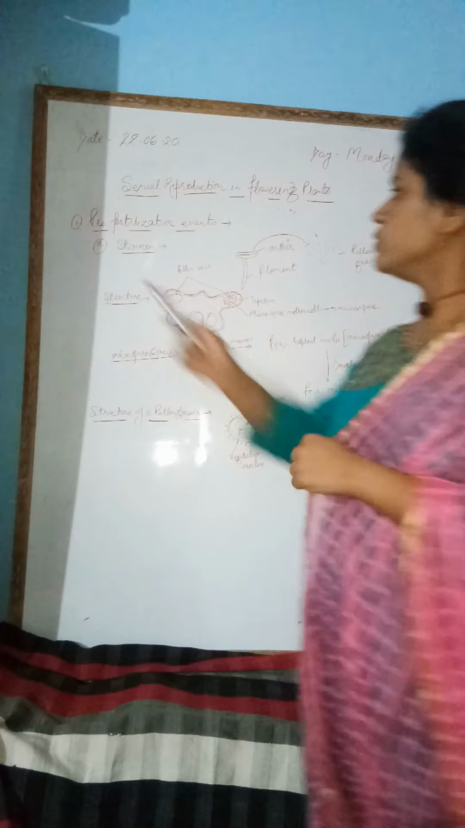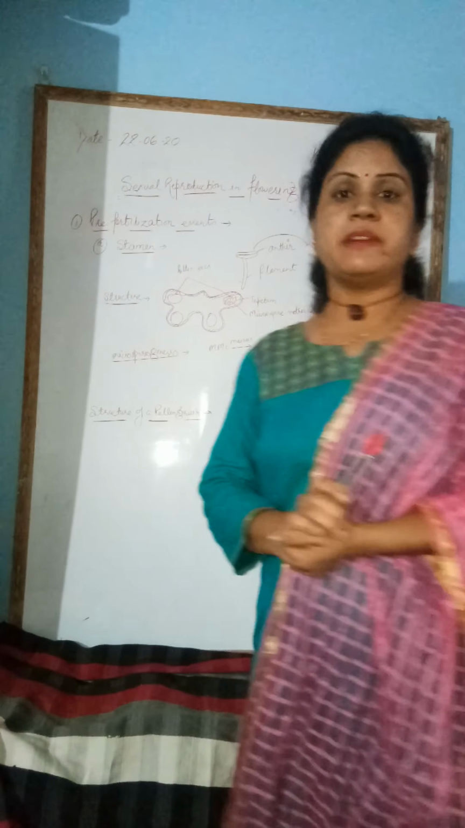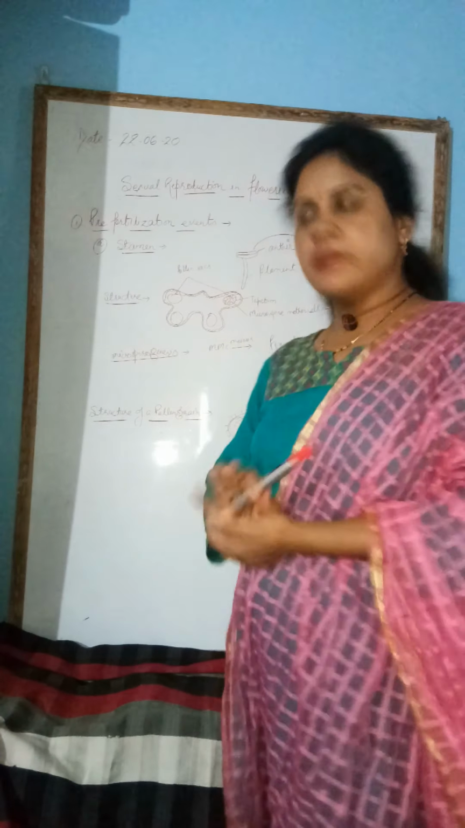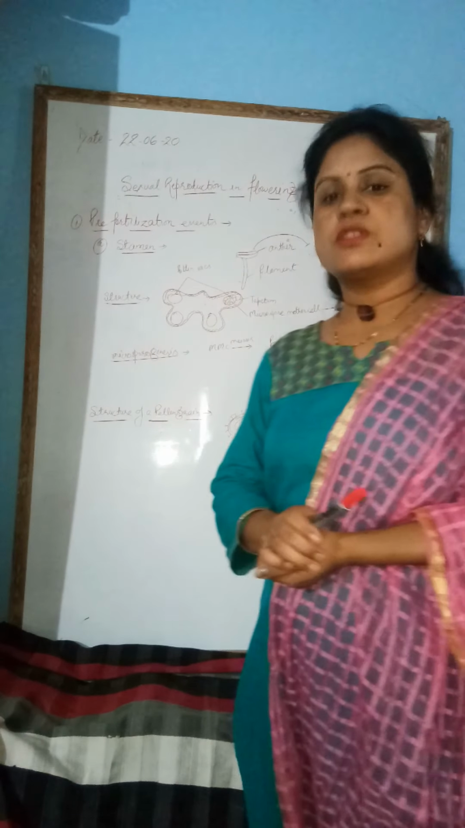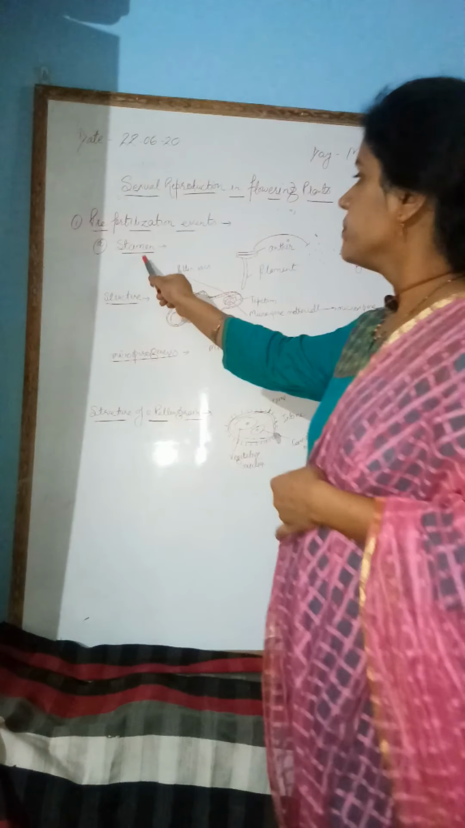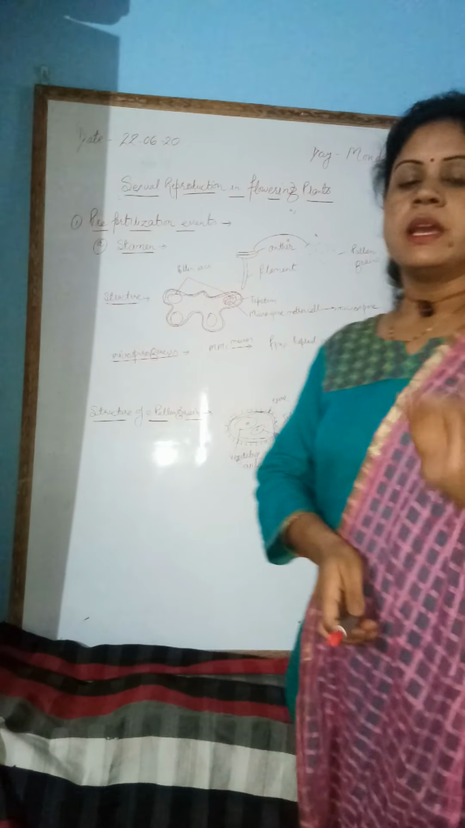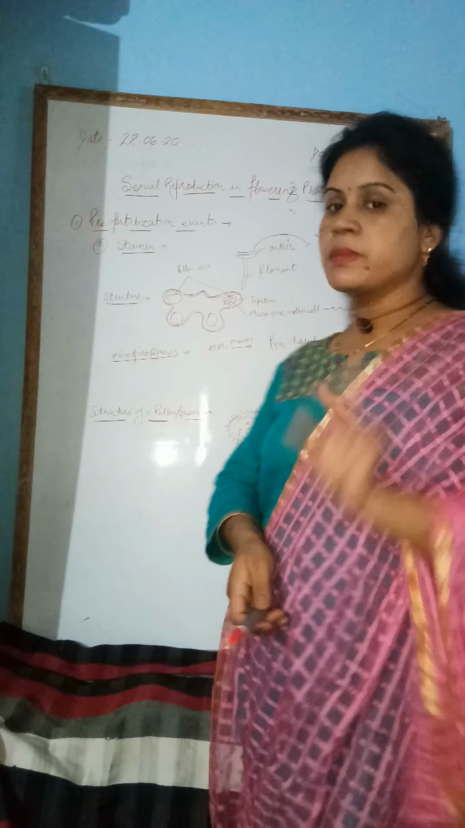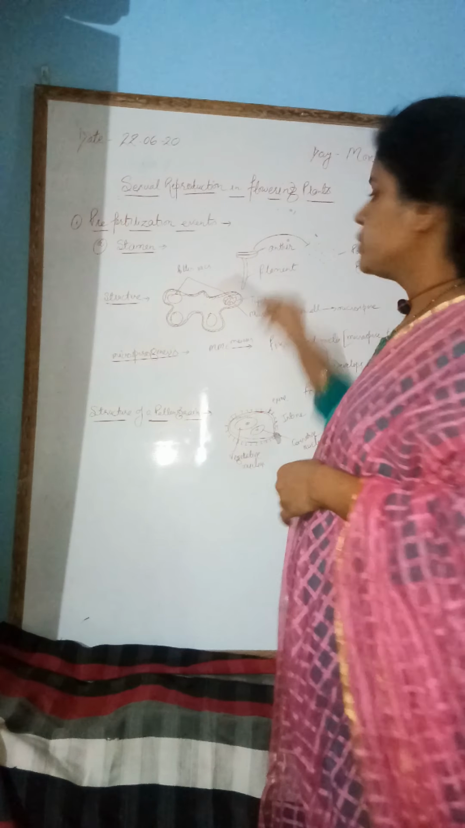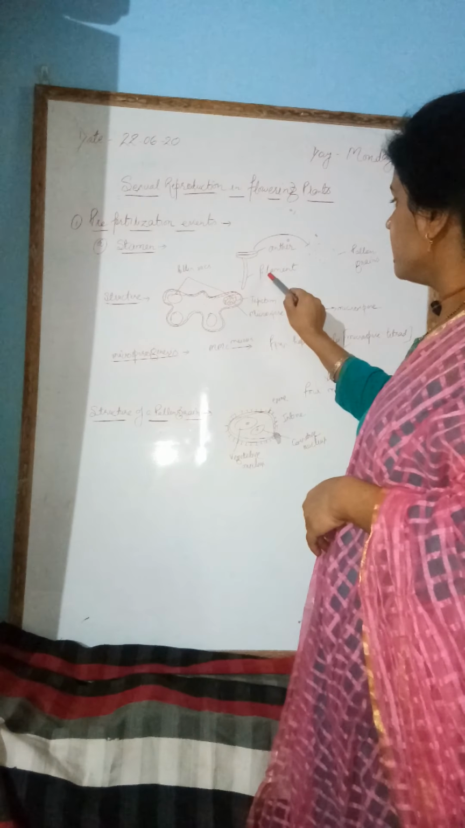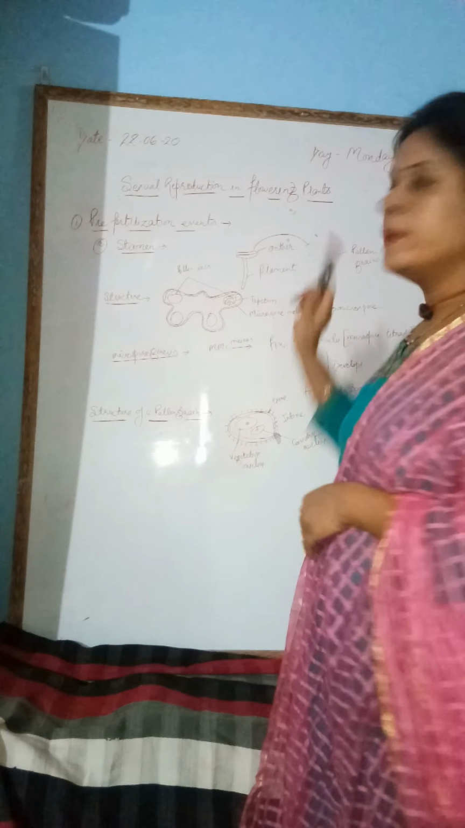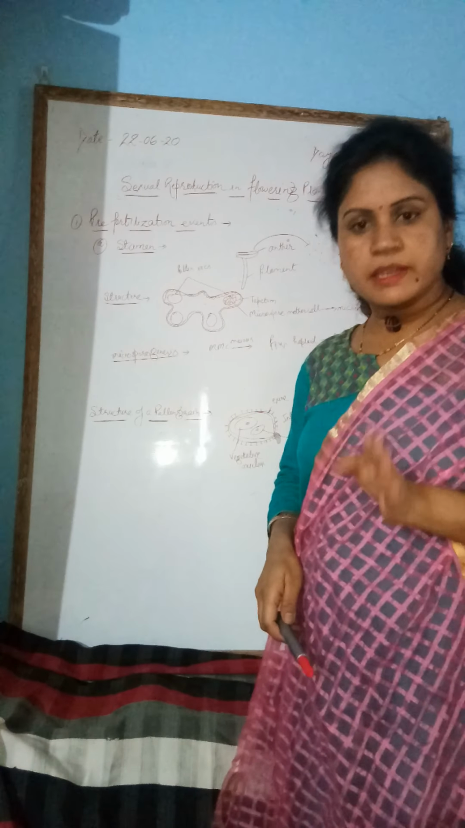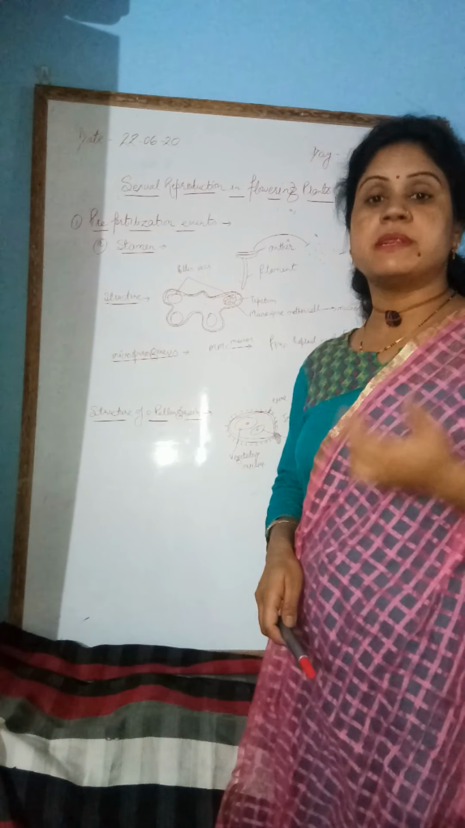First of all, we should know about the pre-fertilization events in the reproduction of flowering plants. Under the pre-fertilization events, first we have to know the structure of the stamen. The stamen is the male reproductive part of a flower. A stamen has two parts: the stalk is called the filament and the upper part is called the anther. The anther is the part where the pollen grains, the male gametes, are formed.